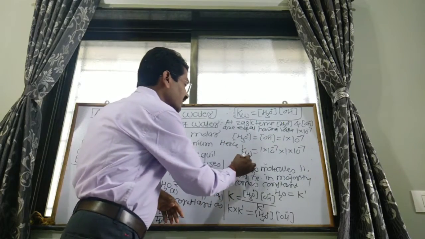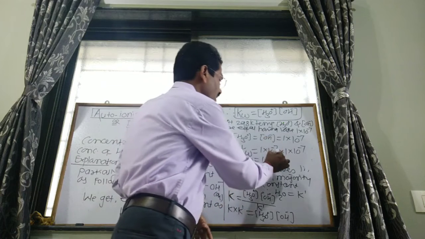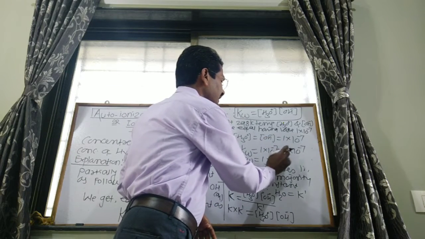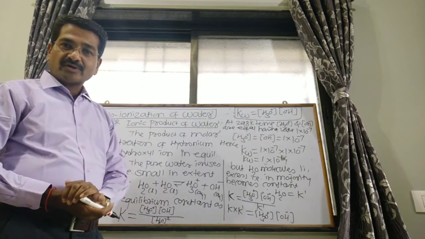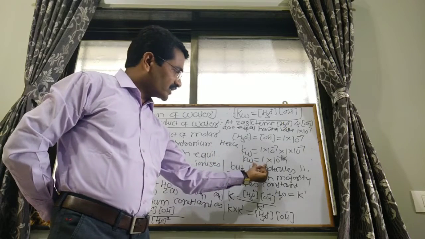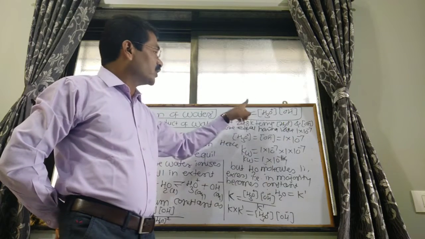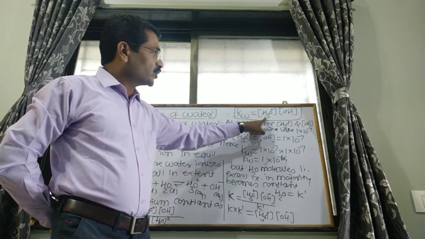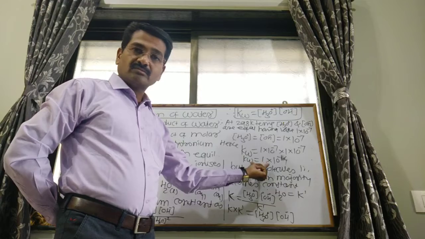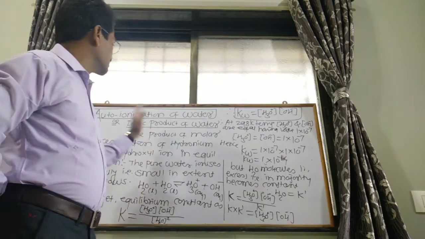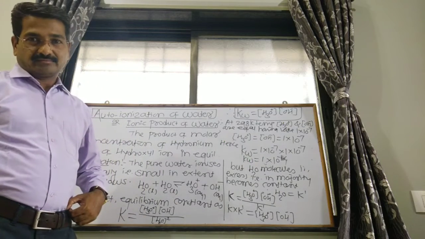So Kw is equal to 1 into 10 raised to the power minus 14. What is the value of the ionic product of water? The value of the ionic product of water, Kw, is equal to 1 into 10 raised to the power minus 14, and the formula of the ionic product of water is the concentration of hydronium ion into the concentration of hydroxyl ion. Remember this value, Kw, 1 into 10 to the power minus 14. This is the ionic product of water. It is also called the auto-ionization of water.